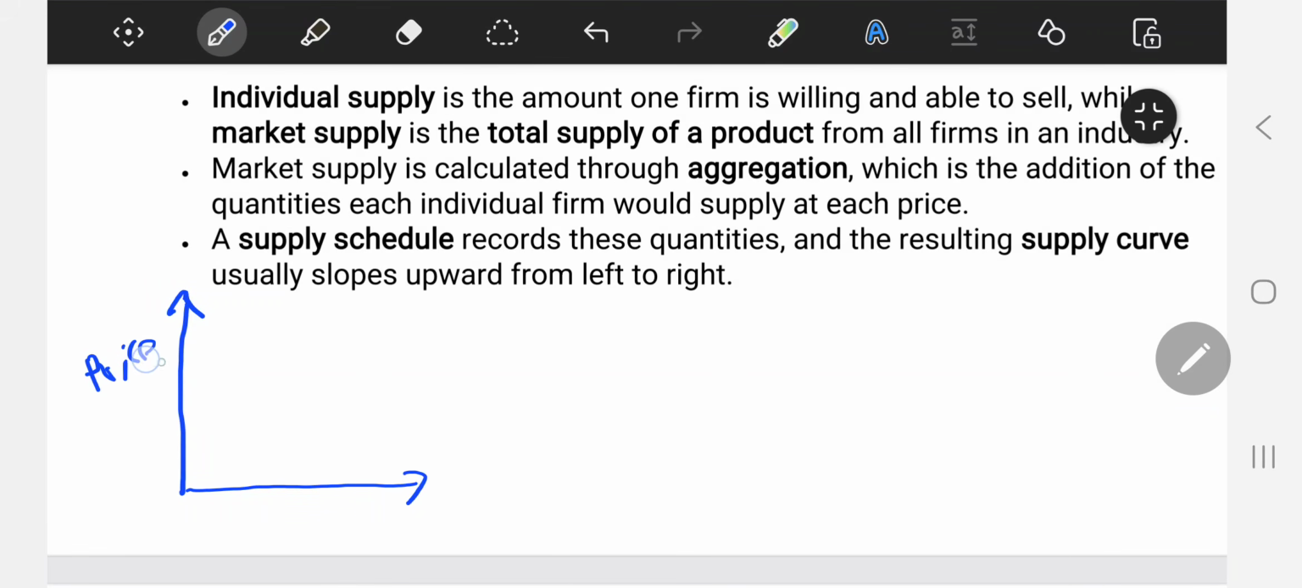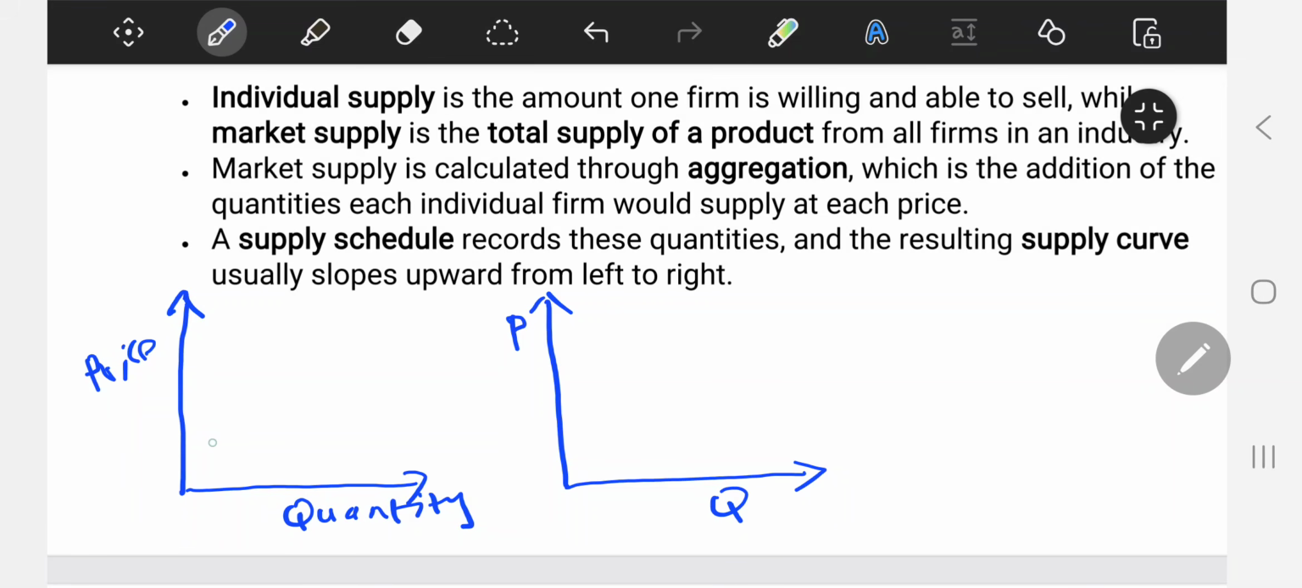Here you have price, and here you have quantity. You can write P and Q if you wish. It's the same thing. You can write P here and Q here. And the supply curve is going to be an upward sloping curve, to mean that when prices are high, suppliers will want to bring more quantity to the market.